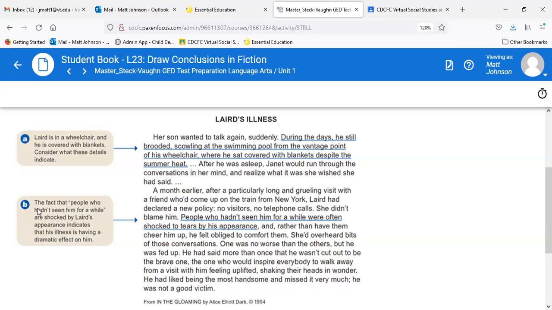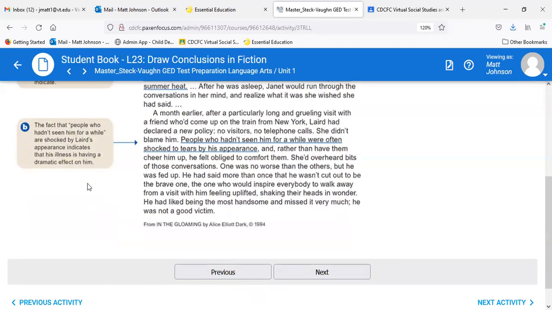And then second, the fact that people who hadn't seen him for a while are shocked by Laird's appearance indicates that his illness is having a dramatic effect on him. So we combine those two things, right? Wheelchair, covered in blankets, scowling at the pool. People who haven't seen him in a while were often shocked to tears by his appearance. We've probably all seen this: elderly folks in your family, maybe you've lost a loved one to an illness or something like that, and you watch their decline. And it's very hard to do. So that's what these people are seeing.